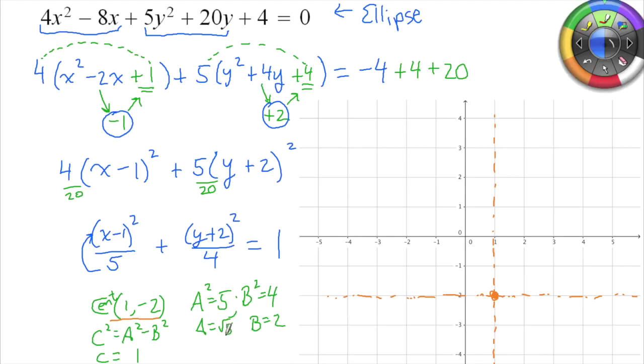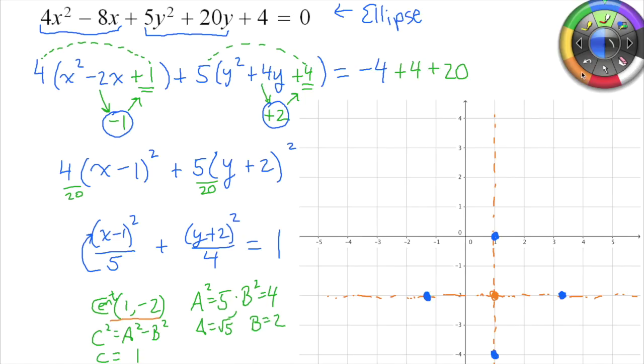Alright, so we need to go square root of 5 from this point to the right and left, so it's a little bit bigger than 2, and it's a little bit bigger than negative 2. So this will be our major axis between those 2 points. B is directly 2, so that's going to be kind of easy. From the center up 2, and from the center down 2.